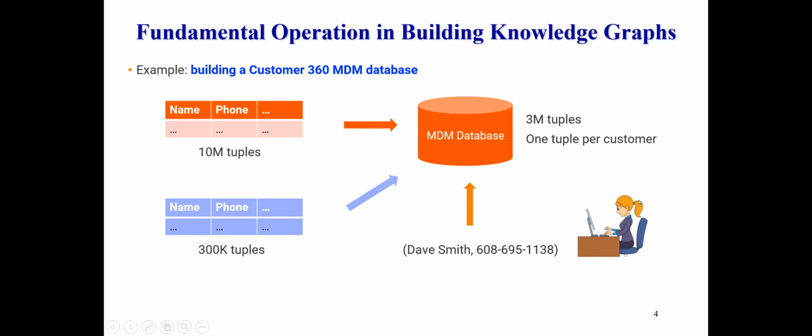There could be an insurance agent who is sitting somewhere and there's a new customer. And she may actually enter some information just to find out whether the customer is already in the database. So you need to also do real-time matching from this tuple into the database, right? So entity matching is clearly a fundamental operation to build up this MDM database, which is a very popular form of knowledge graph in industry.